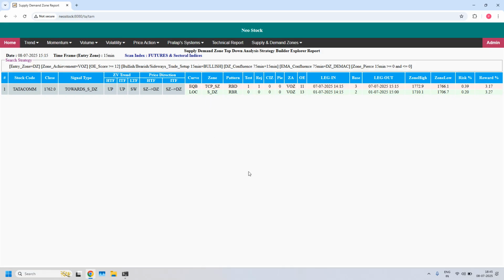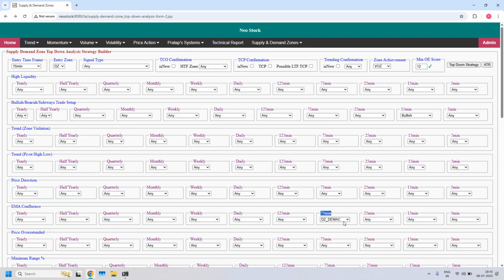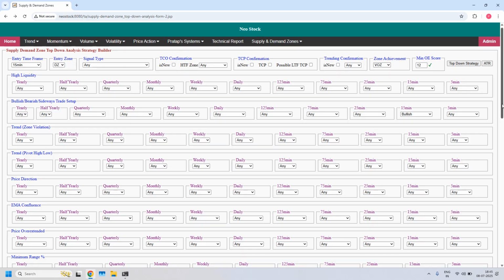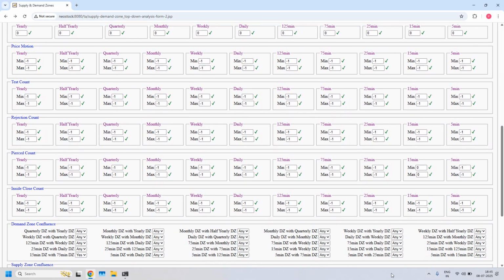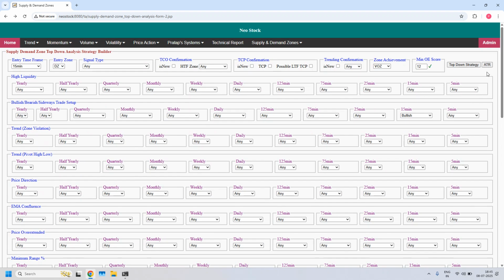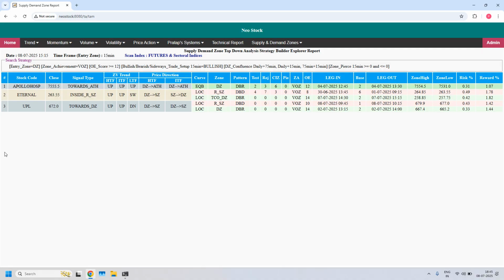Okay, next LTF, ITF, HTF demand zone confluence stocks, let's filter. That is 15 minutes, 75 minutes and daily demand zone confluence. 3 filters let us enable. This is the first one. 15 minutes and daily, 75 minutes and daily demand zone confluence. We got 3 stocks.